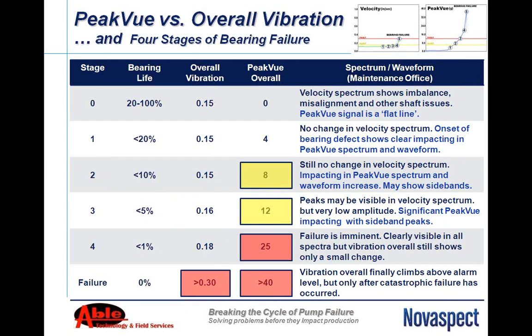Drilling a little bit farther into understanding PeakVue and overall vibration, specifically for the bearing failure case. You can see the chart here, and the overall vibration lifts off very little until there's a significant failure, a very late stage failure in the bearing. In PeakVue, you see the column here, you start to see a lift off of the PeakVue measurement in the early stages of a bearing failure, allowing you the time to plan for your maintenance on this problem that's coming at you.